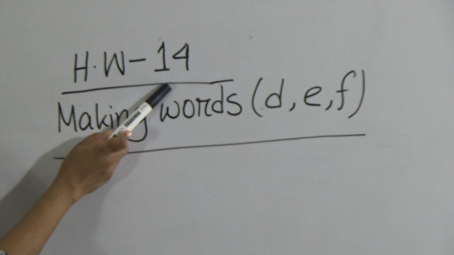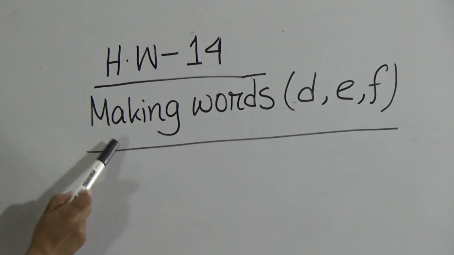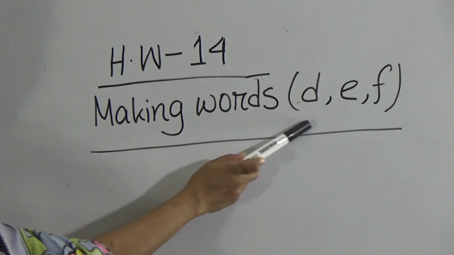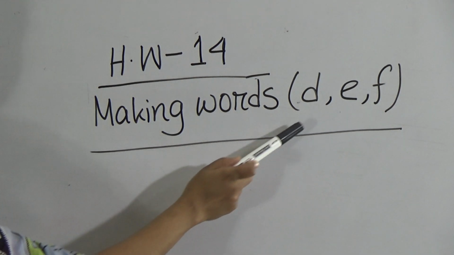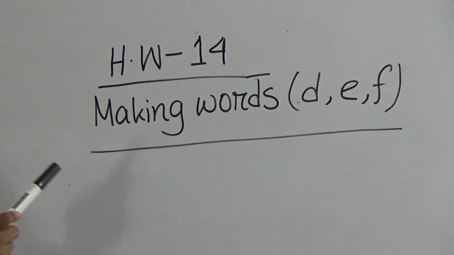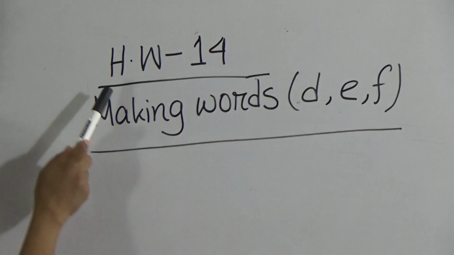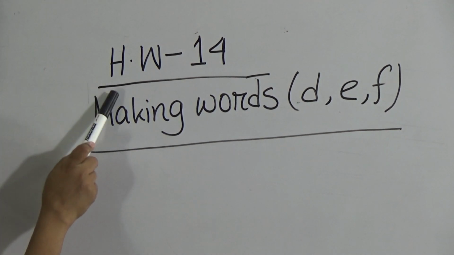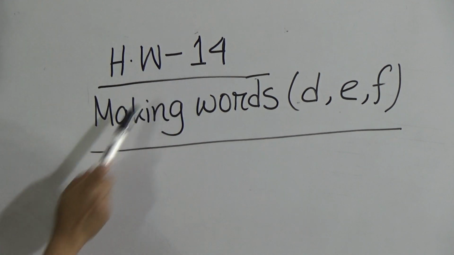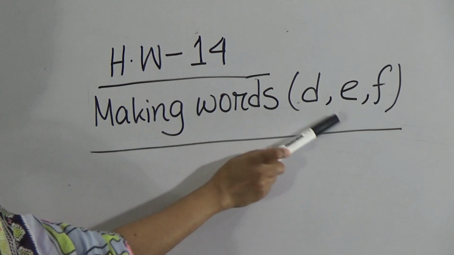Students, now this is time for your homework. This is HW number 14. HW number 14 is making words with D, E, and F. These 3 letters. That means you have to make 2 words with these 3 letters. And you must mention your HW number. This is HW 14, making words with D, E, F.